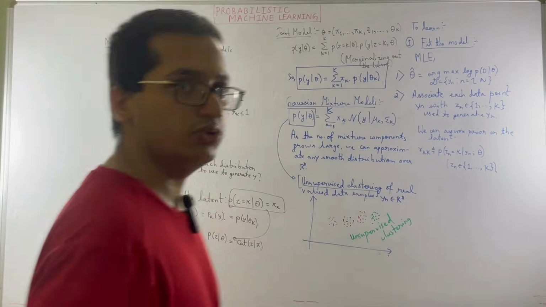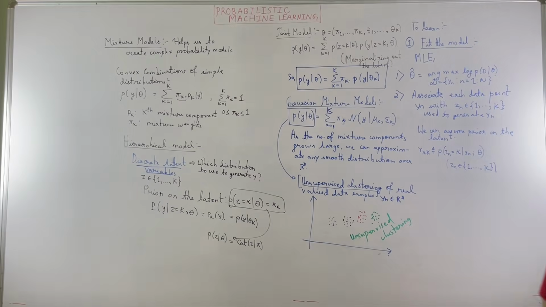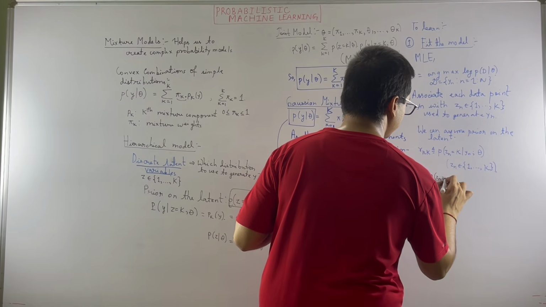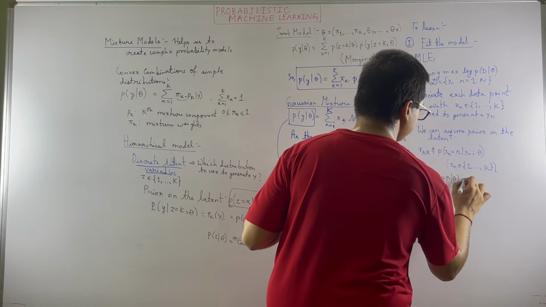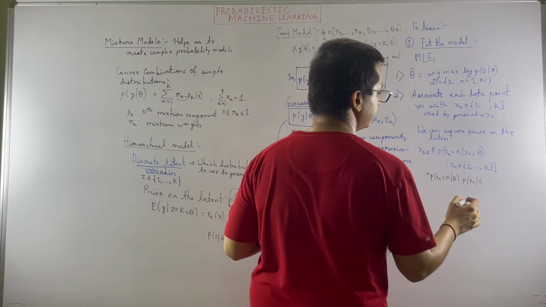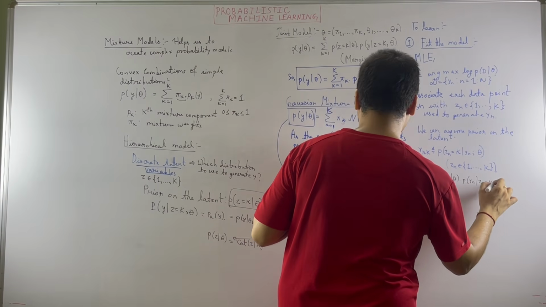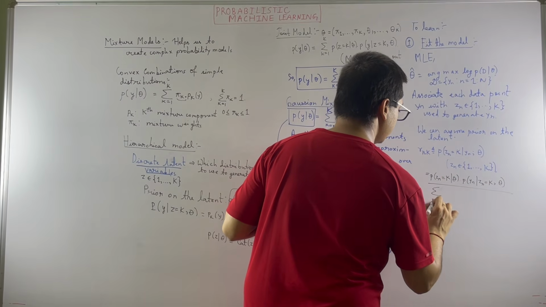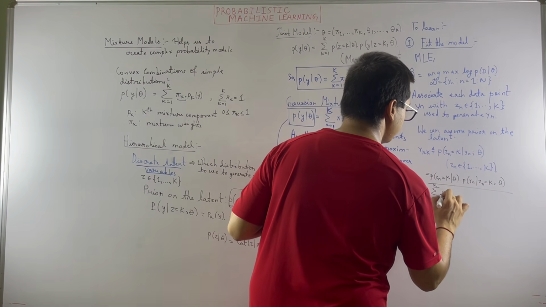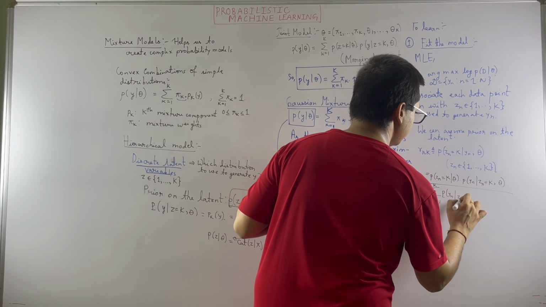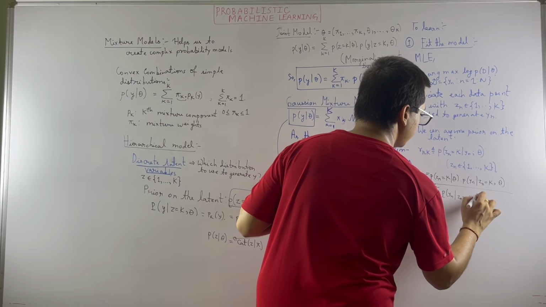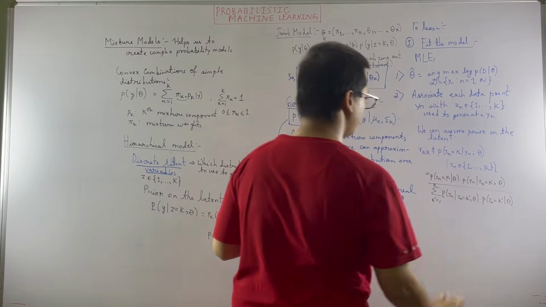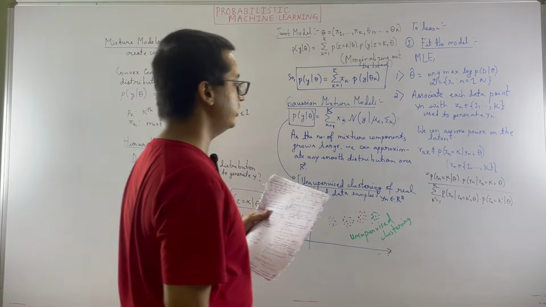So how can we do that? We can use the Bayes rule to compute the posterior. So P of Zn equal to k given theta, the prior, times the likelihood, divided by the marginal. And what is the marginal? It's marginalized over k prime: P of yn given Zn equal to k prime comma theta, times P of Zn equal to k prime given theta.